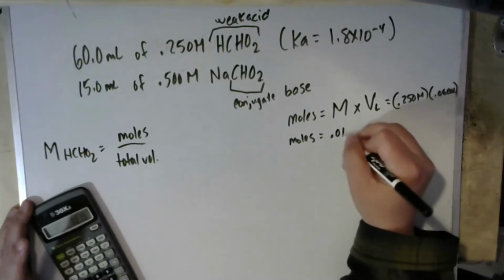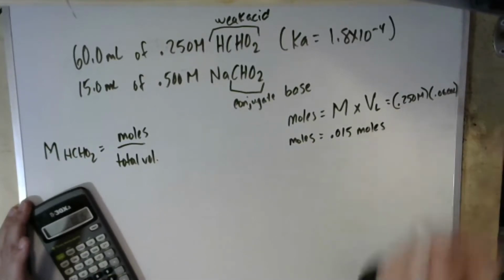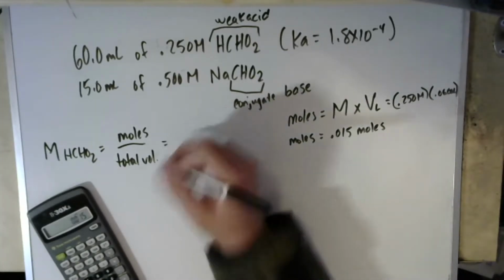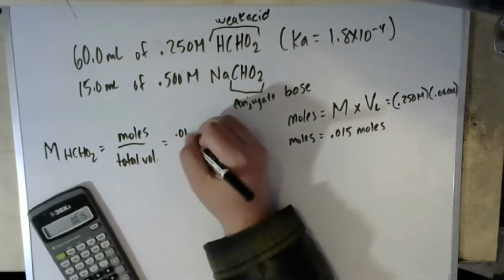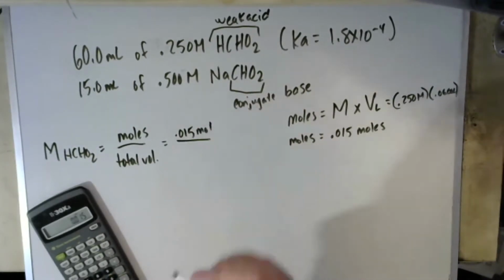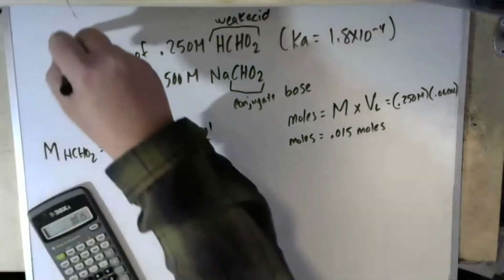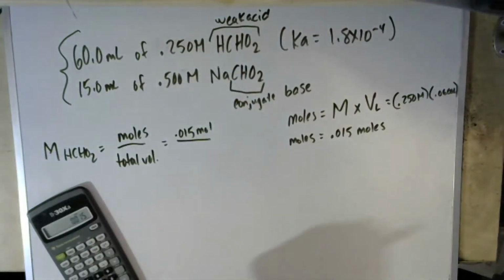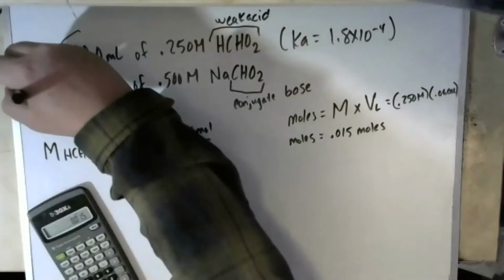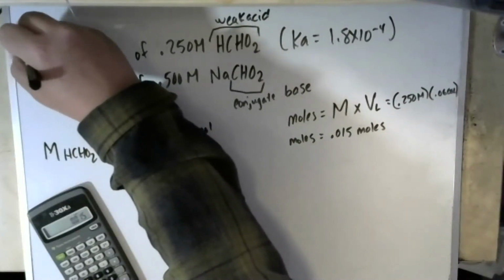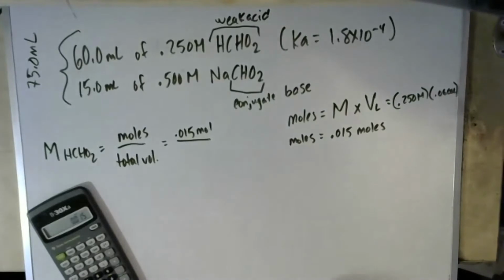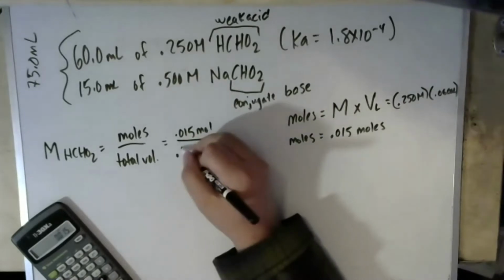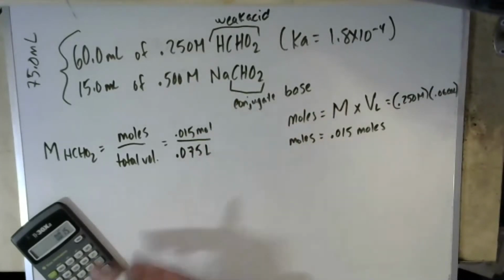Okay, so we have 0.015 moles of our weak acid. Now to find the molarity of the acid in this mixture, we're going to take that mole value and divide it by the total volume. We have to add these two volume values together to find that total volume. So we have 75 milliliters total. To find the molarity, we divide that mole value by 0.075 liters.